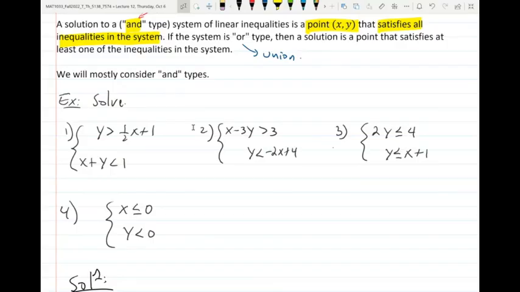Remember, do it one at a time. Right now, just focus on number 1, and you want to do that one. Once you have it done, then go to number 2 and repeat. Do it one at a time. Find your boundary line, graph that line, then decide the region by using a test point.